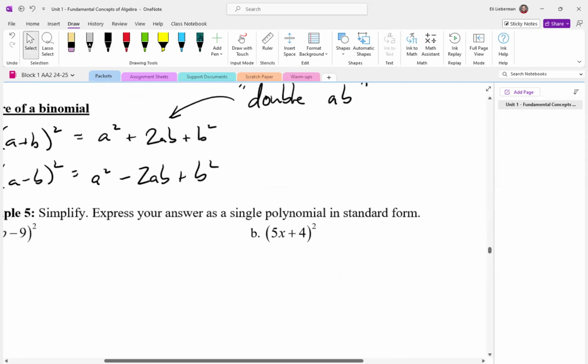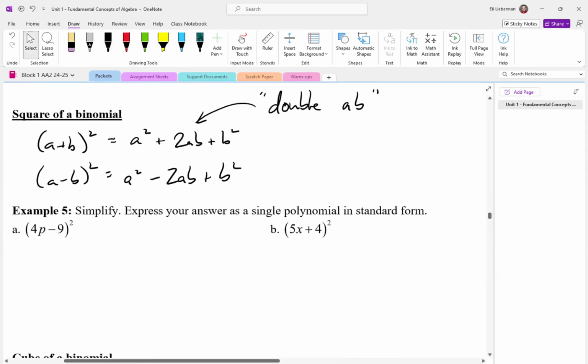I'm going to do B first because it just seems like I want to do the sum first. I know the first term is going to be 25x squared. I know the last term is going to be 16. The middle term, I look at that, I say in my head, I see 20x, and then I double that. Does that make sense? I see 20x, then I double that, which I know is 40x, and it's plus 40x.